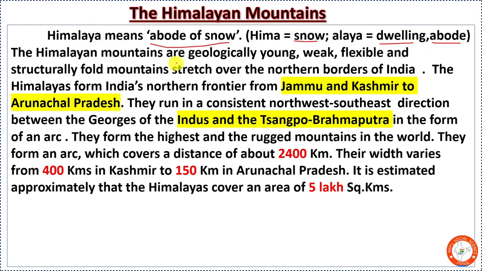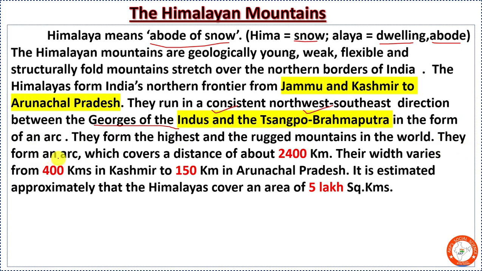The Himalayan mountains are geologically young, weak, flexible and structurally fold mountains stretching over the northern border of India. The Himalayas form India's northern frontier from Jammu and Kashmir to Arunachal Pradesh. They run in a consistent northwest-southeast direction between the gorges of river Indus and Sangpo Brahmaputra in the form of an arc. They form the highest and most rugged mountains in the world.